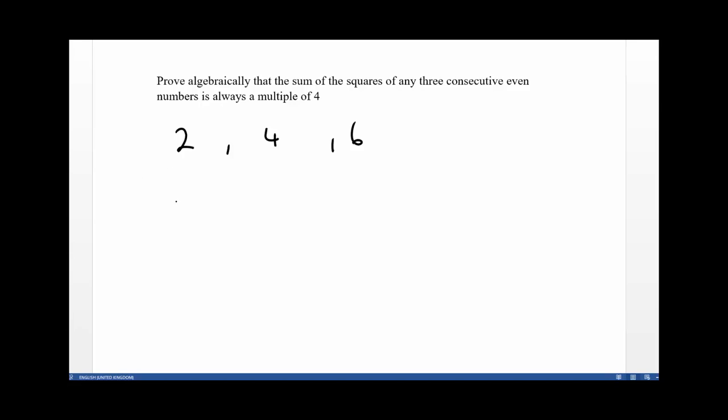How can I write 2 algebraically? That's 2n. How can I write 4? 2n plus 2. How can I write 6? 2n plus 4. We covered this in the primer earlier on in the lesson. So if you are unsure, you can always go back and revisit it as well.